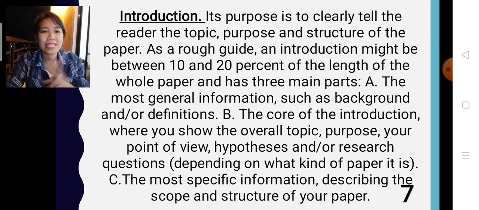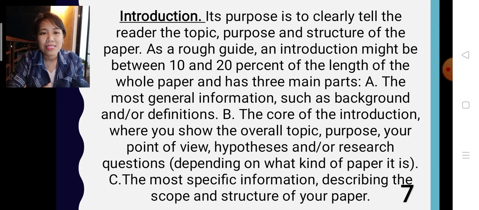Then, second is the core of the introduction, where you show the overall topic, purpose, your point of view, hypothesis, or research questioning. So, in gathering essay, pwede kang magtanong. So, ano ba ito? For what purposes ba ito? Then, kumbaga, ikaw yung nagsusulat, ikaw yung author, pwede ka rin magtanong. And you have to answer it directly. So, ipaliliwanag mo yun sa body.